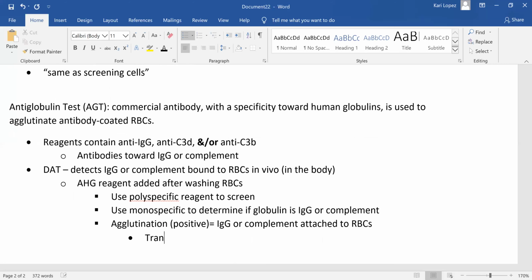Some examples are transfusion reactions. This is going to be IgG. Always clinically significant, your body temperature, 37 degrees. And then you've got hemolytic disease of the fetus and newborn. That one is also going to be an IgG because it crosses the placenta.